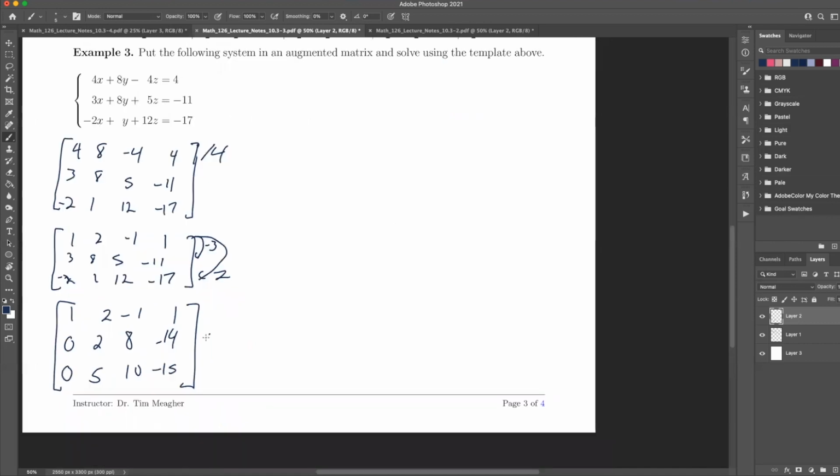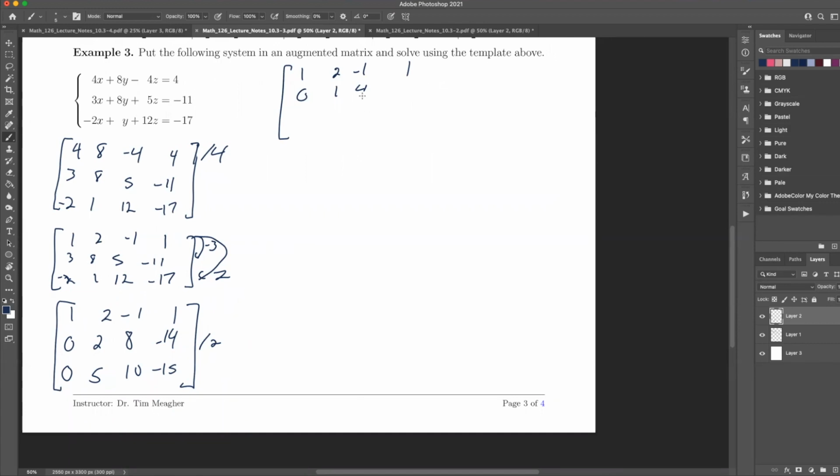Well, this easily divides by 2. So let's go ahead and divide that by 2. Let's put that up here. So I have 1, 2, minus 1, 1, 0, 2, 8, minus 14. Oh, no. I'm copying that down. I should have done math. It should be 1, 4, minus 7. And then here, this is the same. 0, 5, 10, minus 15.